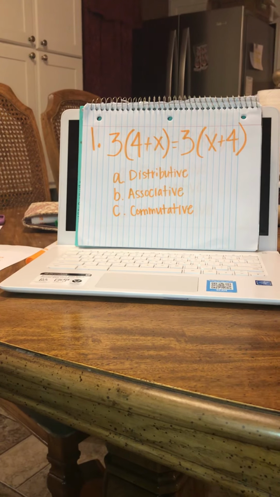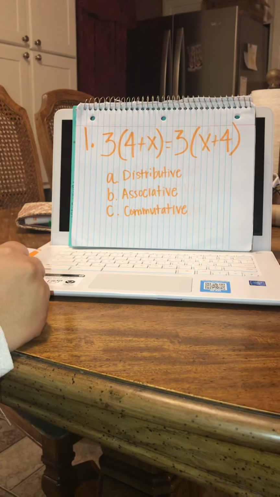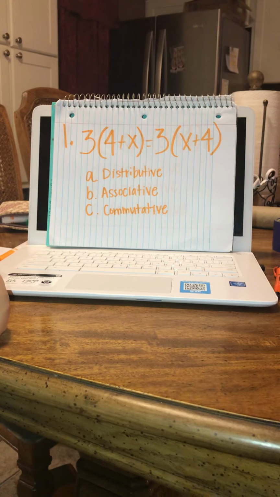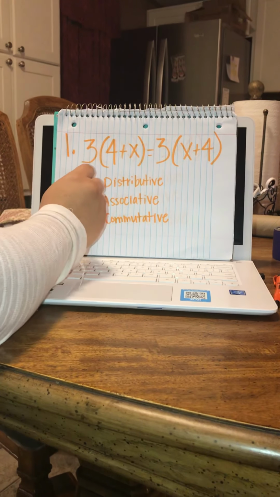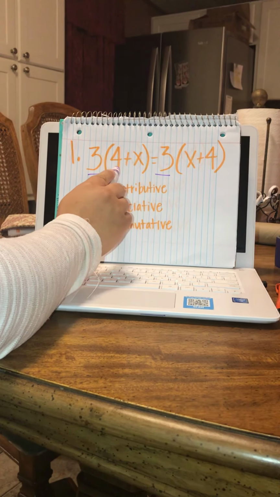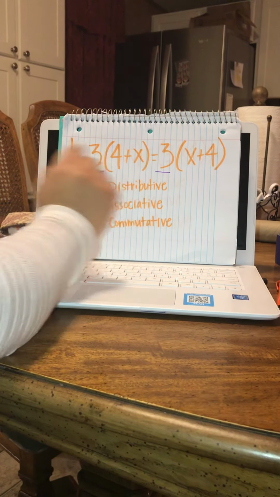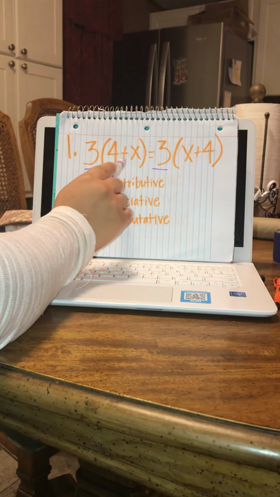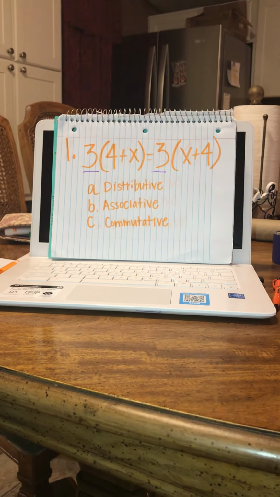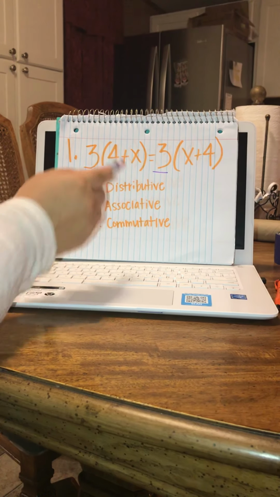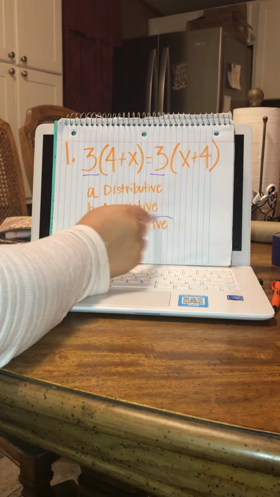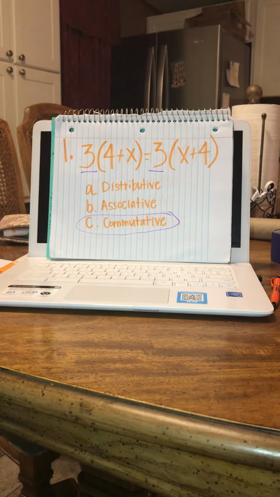To me, it looks like we're doing the commutative because we're moving things around. So we have the 3 in the same position, and all we did was move around the 4 and the x. See how 4 plus x is here, and then x plus 4 is here. So if we can agree, this problem right here is going to be the commutative.